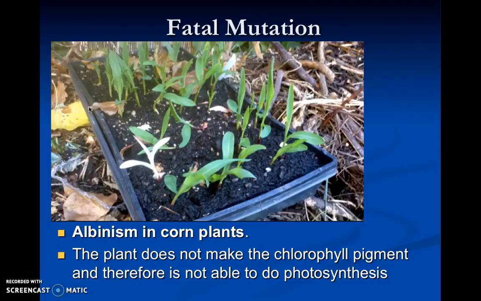An example of that would be albinos in corn plants, so albinism in corn plants. Here we see one of these corn plants is completely white. The plant does not make chlorophyll pigments and therefore is not able to do photosynthesis. So it was able to sprout because there was energy in the seed that allowed it to get started, but this plant is going to die because it's not going to be able to do photosynthesis and make sugar for its energy source.